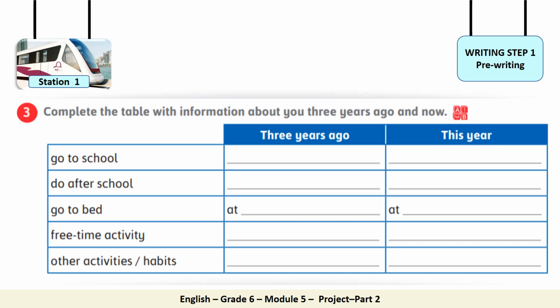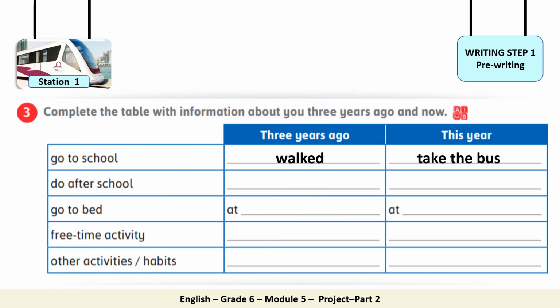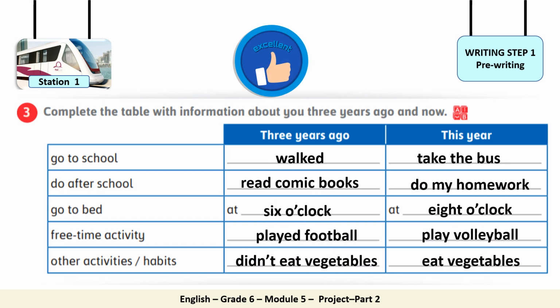Number 1 is an example. 3 years ago, I walked to school. This year, I take the bus. It's your turn now. Pause and do the rest. Back again. Let's check your writing. You guys are amazing.